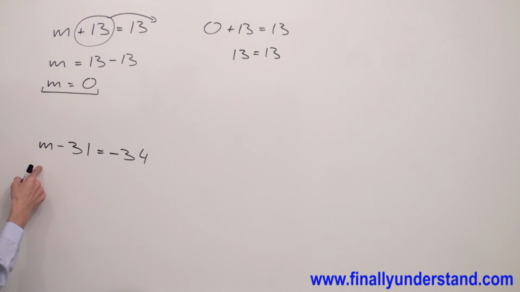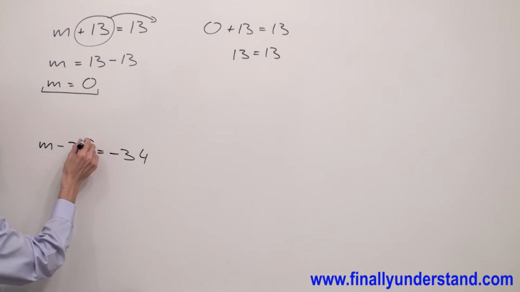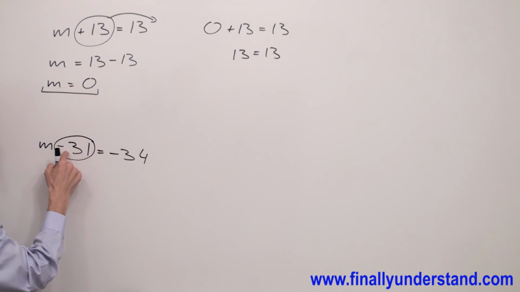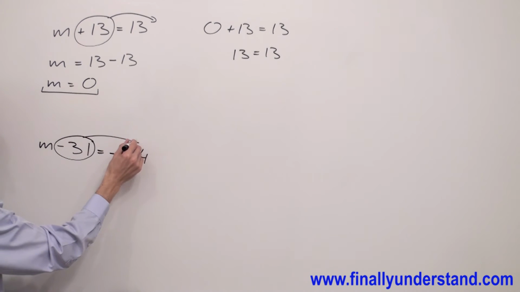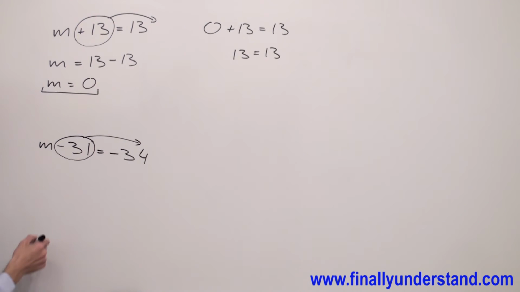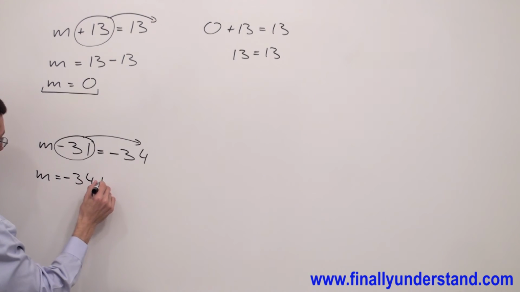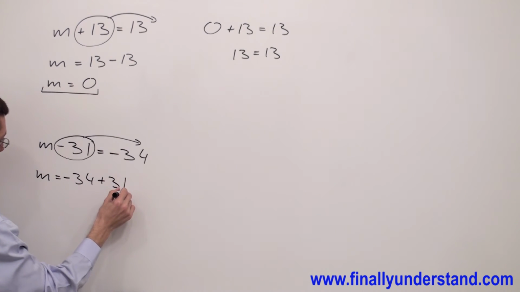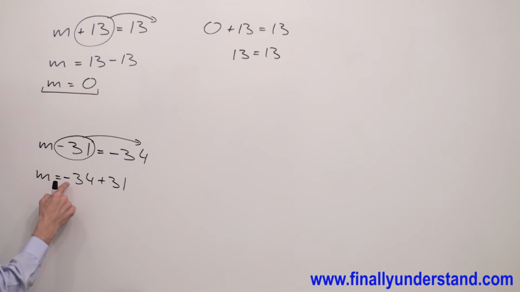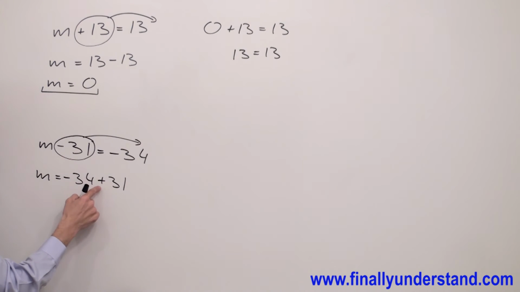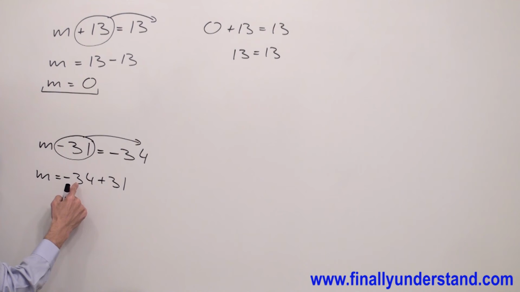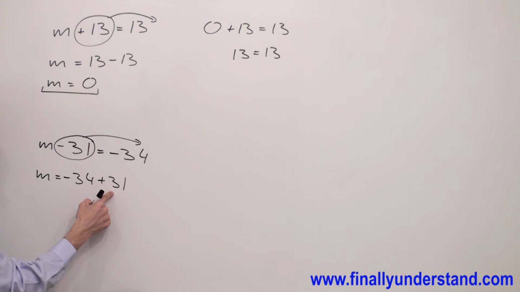Let's take a look at this example. I have to find the value of m. I'm going to move this negative 31 to the right side of the equal sign. And I'm going to have m equals negative 34 plus 31. Negative 34 plus 31. I have to add a negative number to a positive.